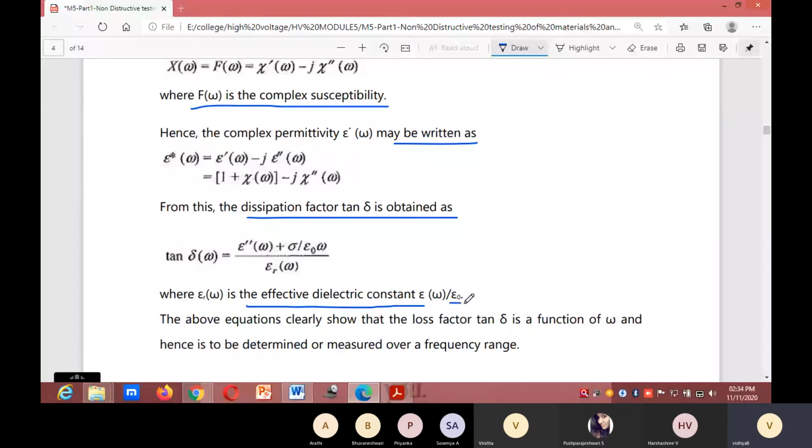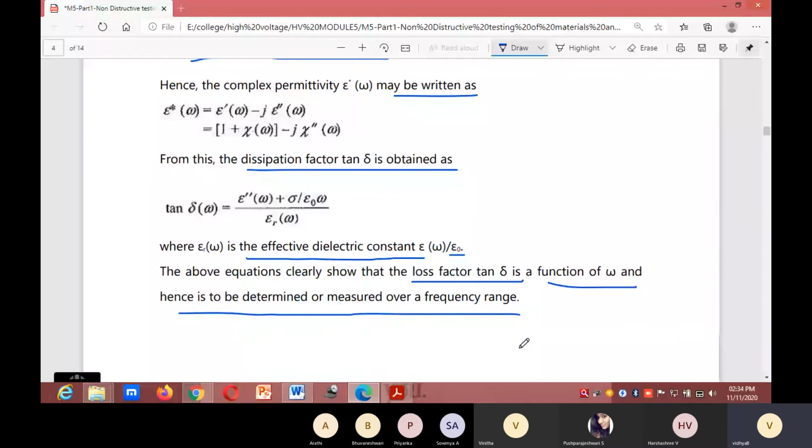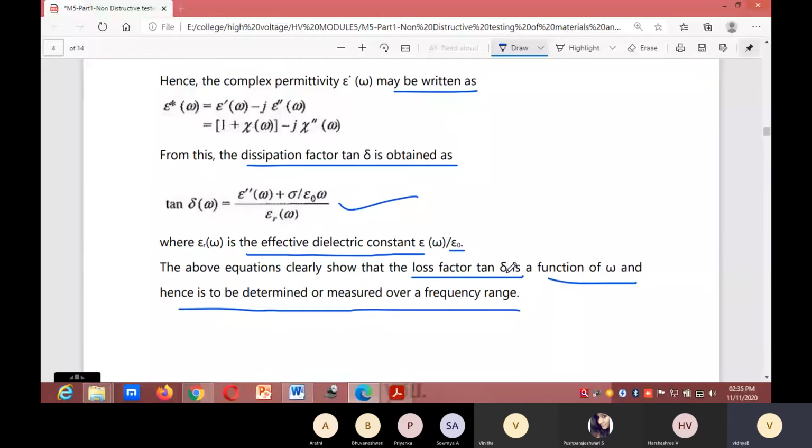The above equations clearly show that the loss factor, that is tan delta, is a function of omega, and it is to be determined or measured over a frequency range. From the equation only we can say that the loss factor tan delta is a function of omega, and it is to be determined or measured over a frequency range.